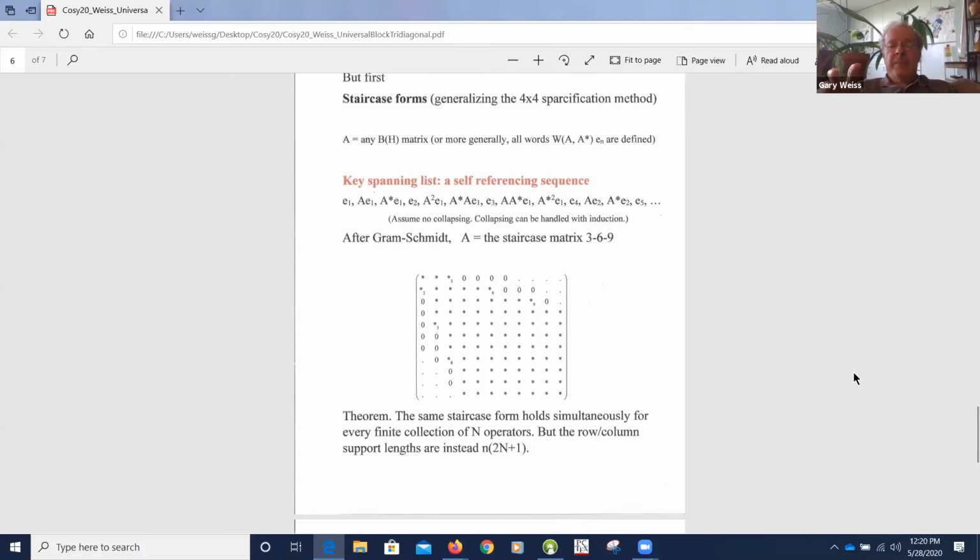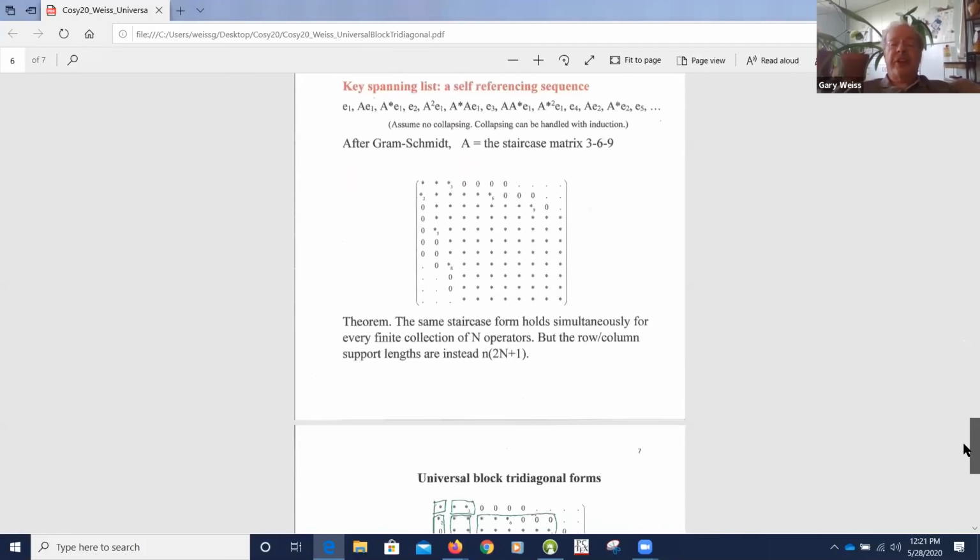And you can, but the stairs are bigger. Instead of n times 3, you have n times 2n plus 1. The stairs grow like that. So I like to make it symmetric looking instead of asymmetric. But in the theory, that asymmetry that you see in the stairs actually can play an interesting role in certain spots. But for a lot of our main work, we just assume there are stars in the 2, 5, 9 situation. Okay, so that's universal staircase forms.